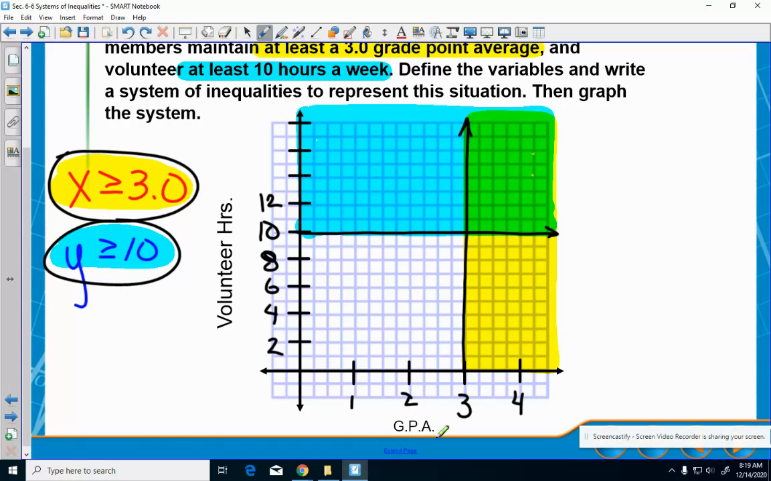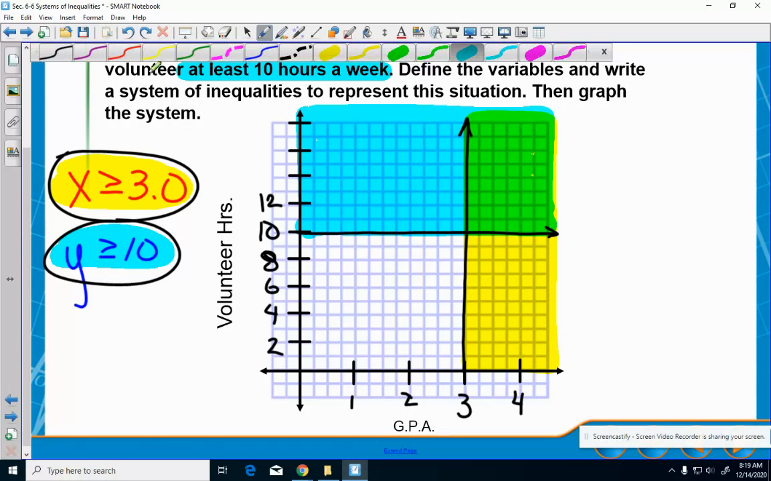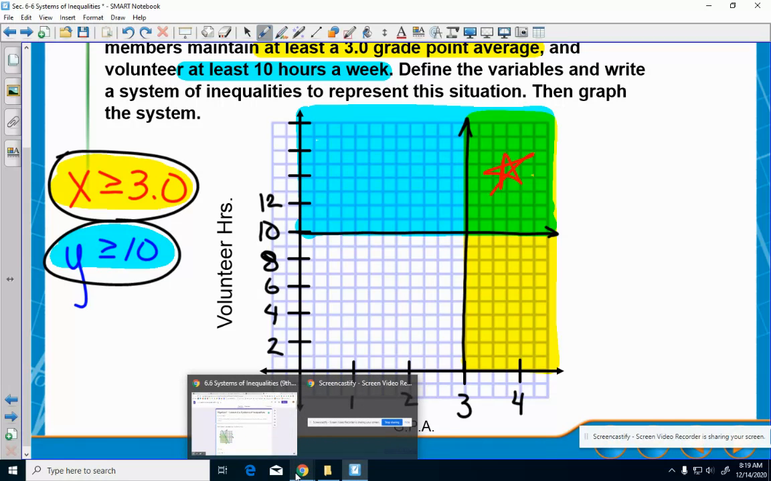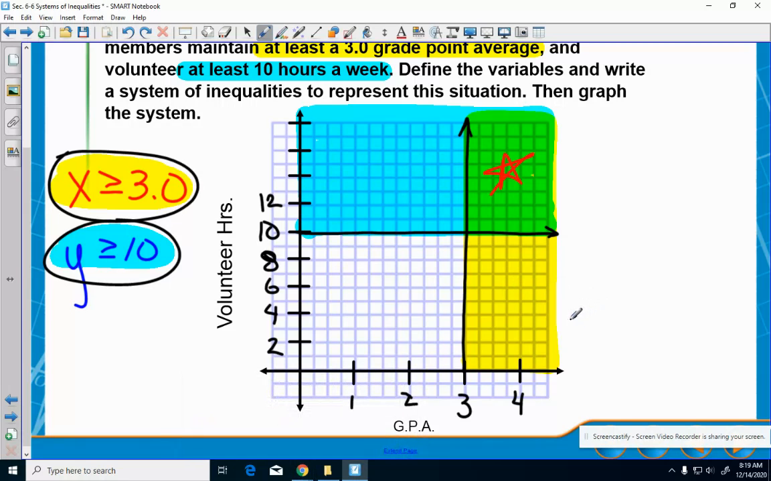Again, we end up with four distinct areas. So my question to you would be, what does each of these areas represent? Can you visualize that? Obviously, these are the people that the service organization wants. This is the area that's doing both. They've got the grades and they've got the volunteer hours. But what's over here in the yellow? What are these guys? Well, they're people who have the grades but don't have the volunteer hours. So grades are good, volunteer hours are bad.